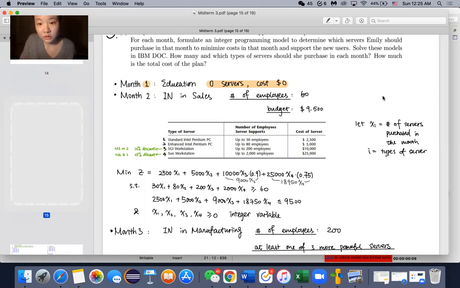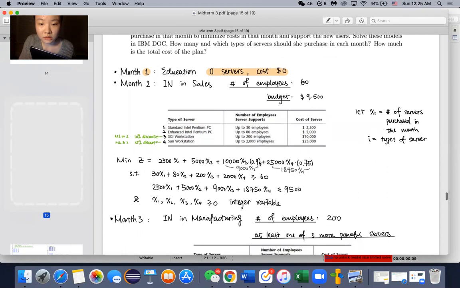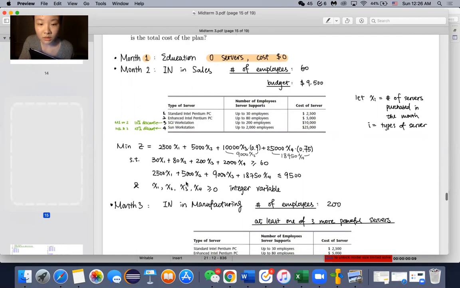And so for month 1, there's no server, so the cost is 0. And for month 2, the number of employees to support is 60, and there's a budget for month 2 and month 1, so it's right here. And I set X to be the number of servers purchased in each month. So for the first month, this is the total cost. And the first constraint is to support 60 employees, and this is less than the budget.